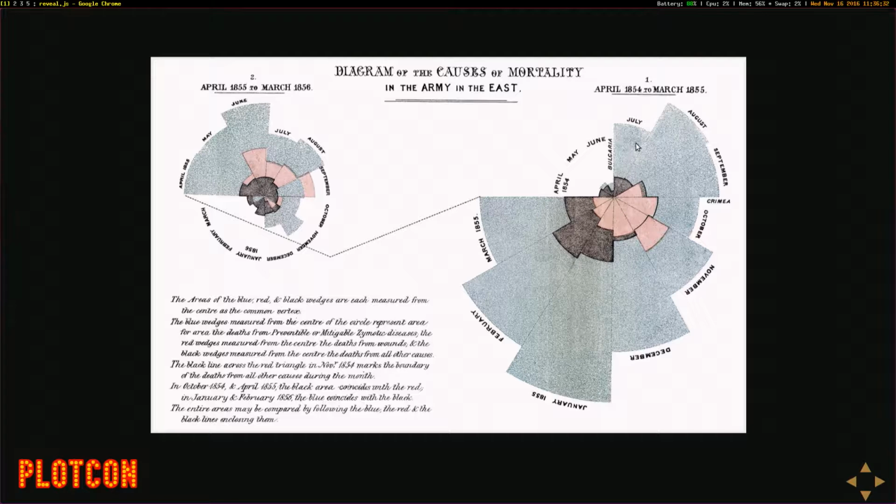So this was basically the foundation of arguing that the medical care for the English soldiers needed to be dramatically improved, because they were losing many more of their soldiers to inadequate medical care than they were to actual battlefield injuries.